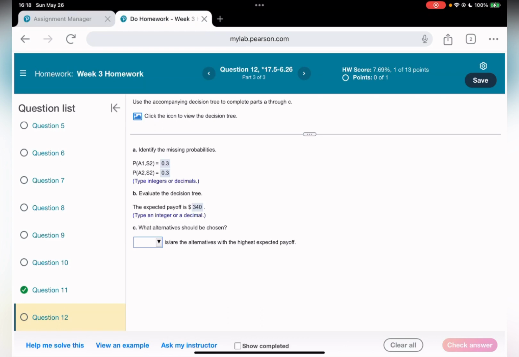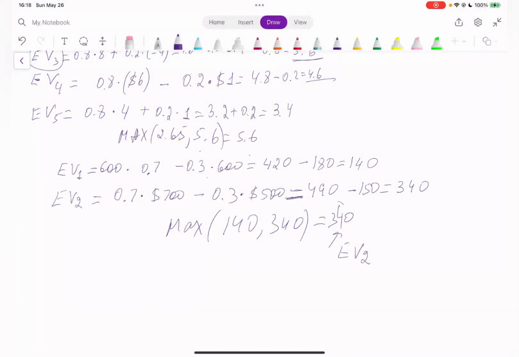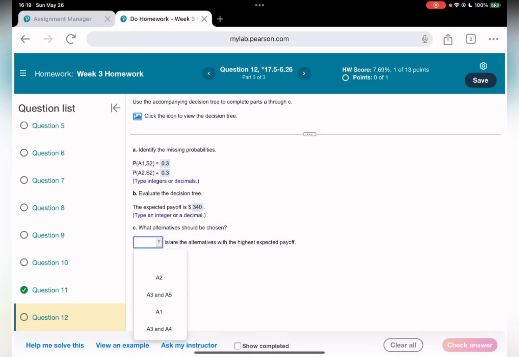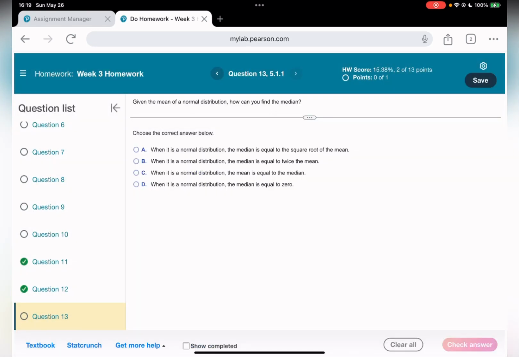And let's do question number C. What alternative should be chosen? Looking at our maximum 340, that's EV2, which means branch 2. I'm typing here 2. Checking, and we have good job.